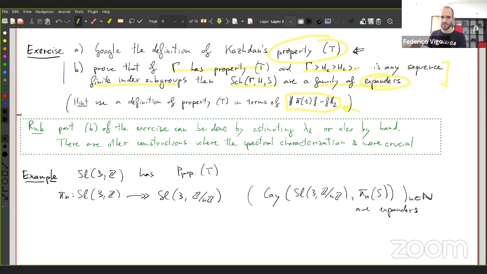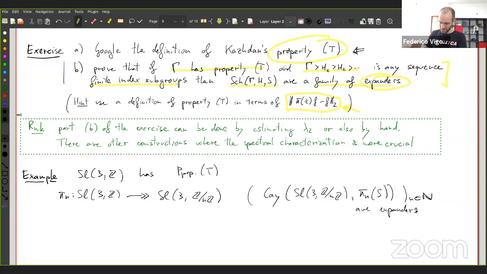Are there property T groups that do not have any finite quotients? I do not think so, but I do not know many groups, so I don't know. Good question. Yes, it's probably not, but I don't know.